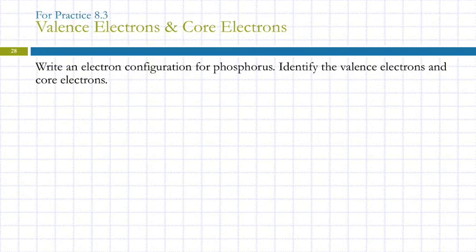Write an electron configuration for phosphorus. Identify the valence electrons and the core electrons. Okay, well, how many electrons does phosphorus have? It's got 15.